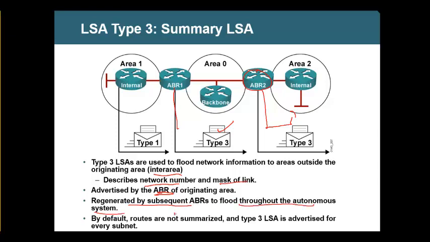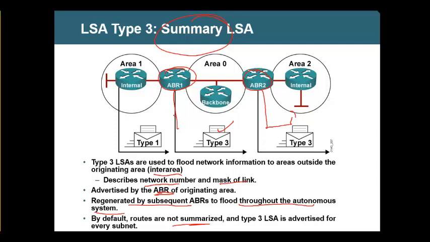That is how the network of area 1 is advertised throughout the autonomous system. See, the name is summary LSA. Don't think it is going to summarize and send. No, they are not going to summarize. If you do summarization, where will you do it? On the ABR. Where is this advertisement originating? From the ABR. That is why the name is given as summary LSA.